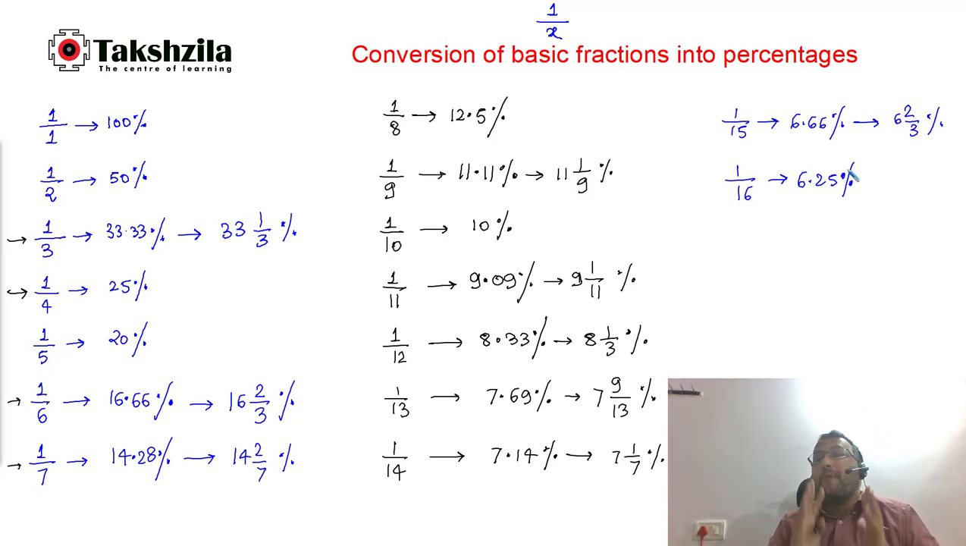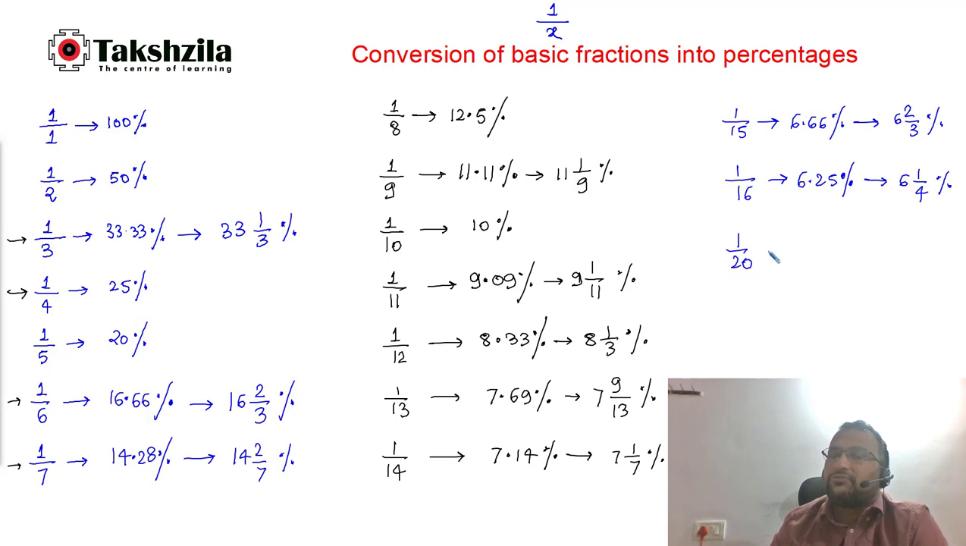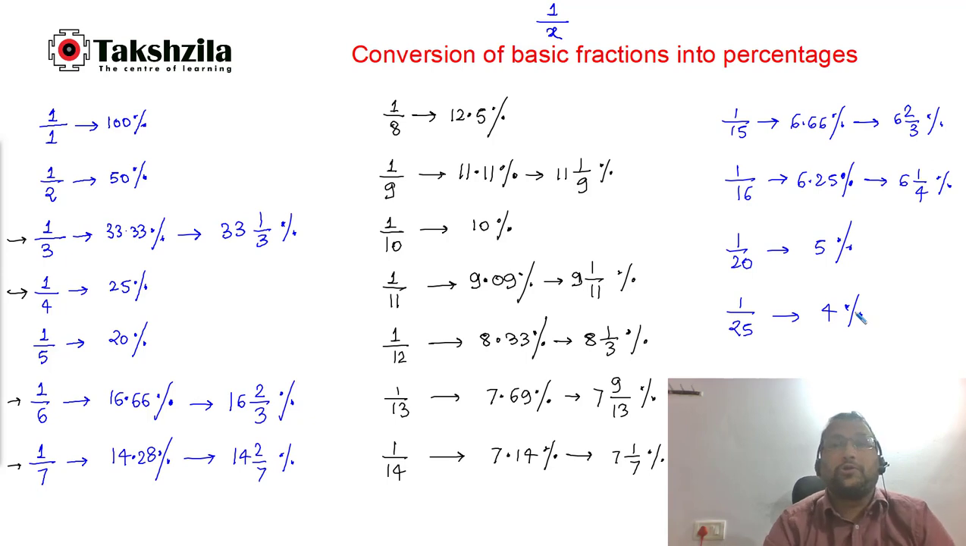But every time you do not need to do like this. You need to learn by heart all these fractions and the corresponding percentages. Its mixed fraction is 6 1/4 percentages. Now let's do few random. For example, if I get 1 mark out of 20 marks, it is 1/20 into 100, 5%. If I get 1 mark out of 25 marks, it is 4%. So you need to learn by heart all these fractions and their corresponding percentages.